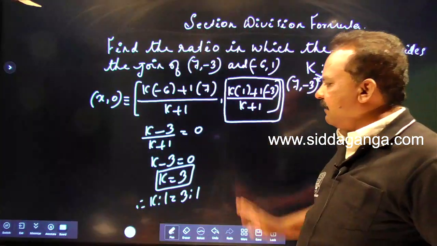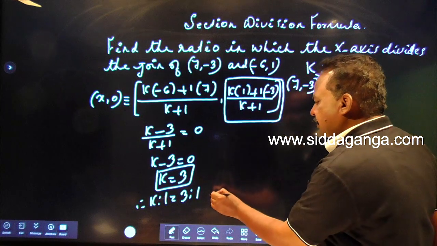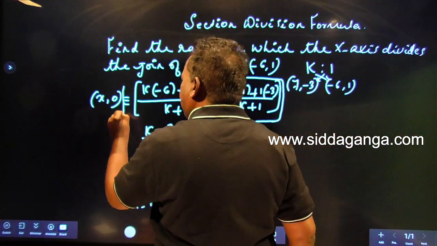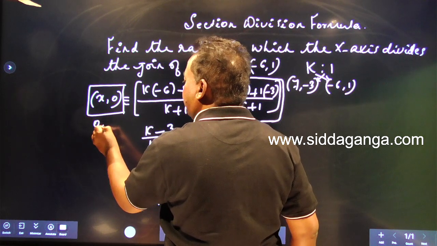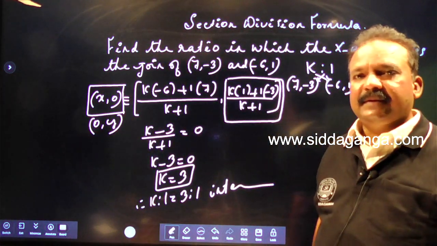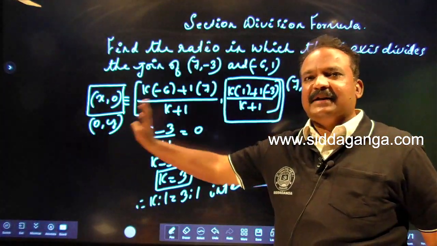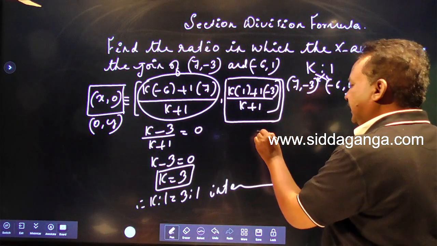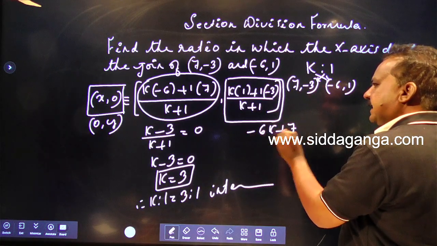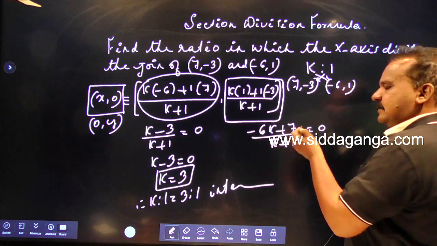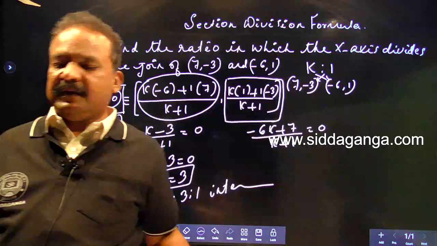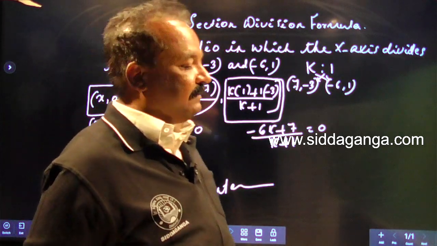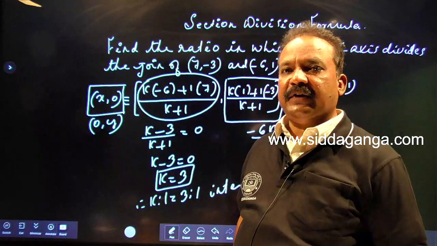Look, the formula we wrote is for internal division. k came out positive, so the division is also internal. Similarly, when the y-axis divides, we take the point (0, y), and then the x coordinate is equated to 0. If it is cut by the y-axis, (-6k plus 7) divided by k plus 1 must be equal to 0. Then you find the value of k. So this is how you can find the ratio in which a given line or point divides a line segment.